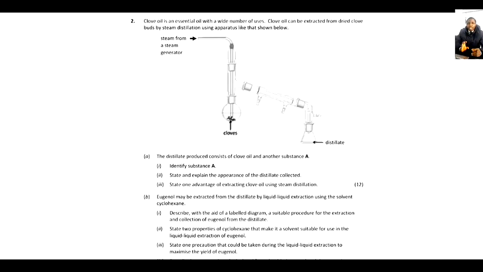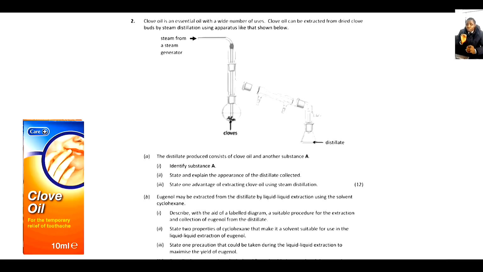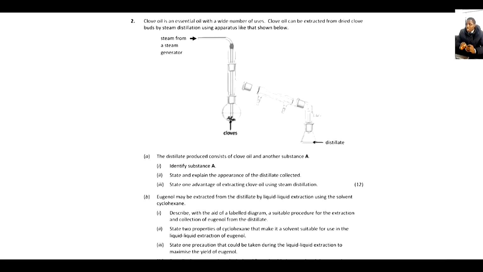Clove oil is a raw material used industrially for producing perfumes, and it can also be used in producing a painkiller or pain reliever for toothache. So it has a variety of uses in industry. Clove oil can also be used as a flavoring in foods. So it has a lot of uses industrially.